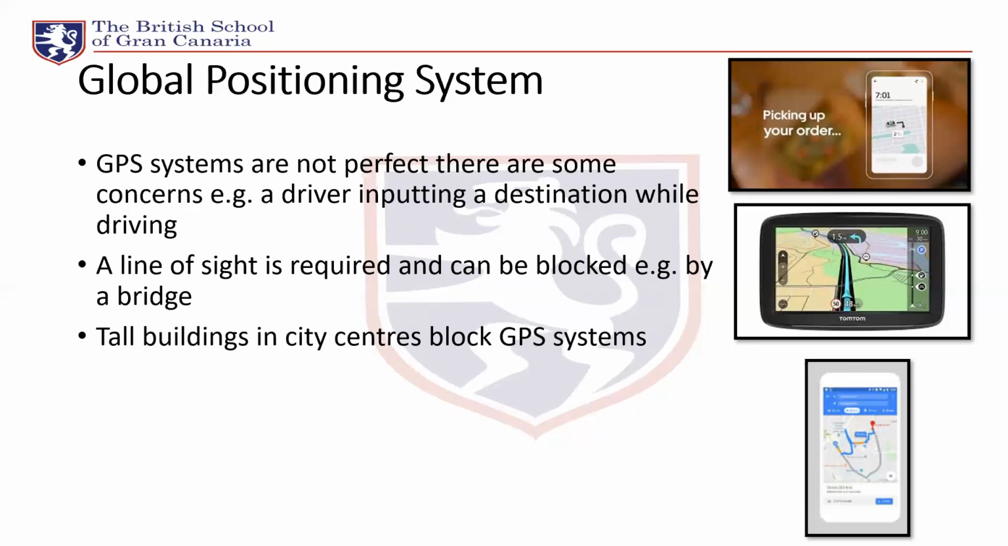Tall buildings in city centres can block GPS systems. If you go to London, I've used my sat-nav in the middle of London and it's awful. And I've used Google Maps in the middle of London as well, and it's not good. Now, in London, as you know, we've got the traditional black taxis. They do have sat-navs on them, but I think a majority of the taxi drivers don't really use them.